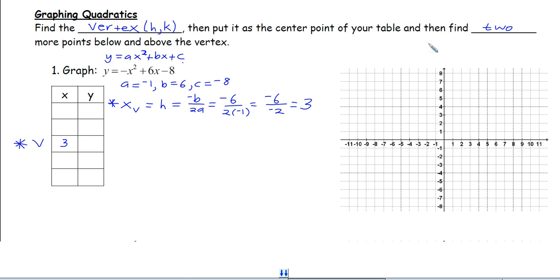And now we're going to pick 2 points below and above this vertex here. So 2 points above and below. So think of a number line where 3 is in the middle, and we're just going to go left and right, and that's what I mean by above and below. So 3, 2, 1, and once you have a few numbers, it's easy to count the other way. 1, 2, 3, 4, 5. And now we have our 5 numbers that we're going to use.